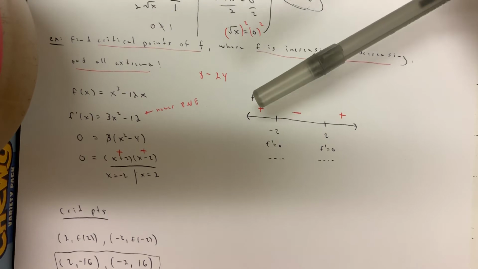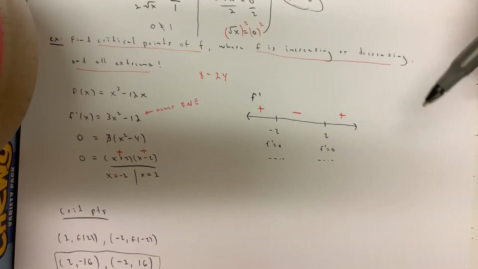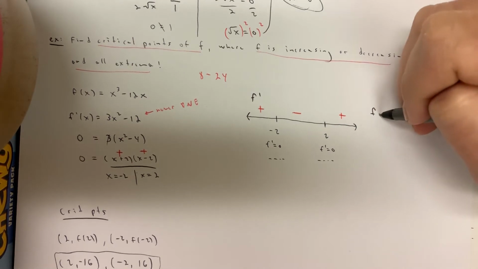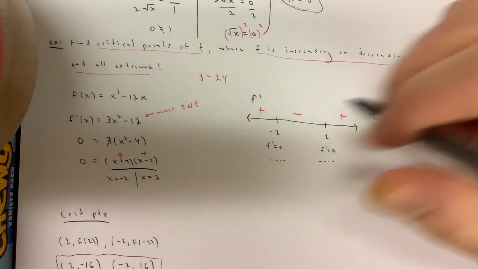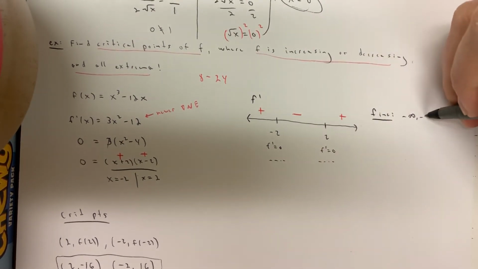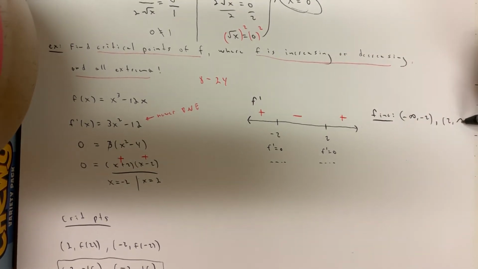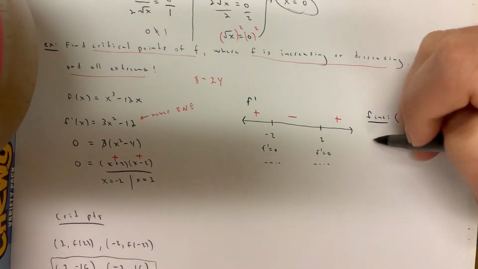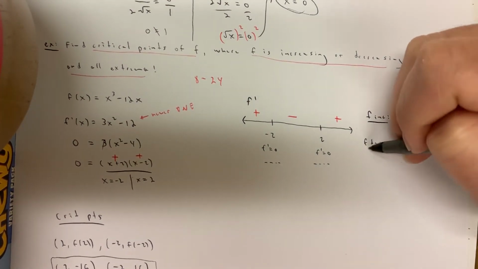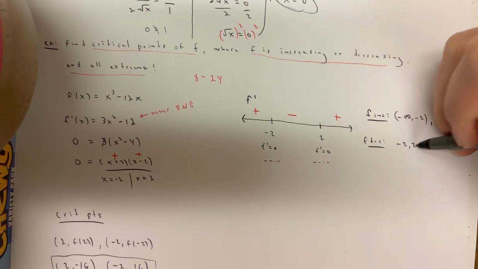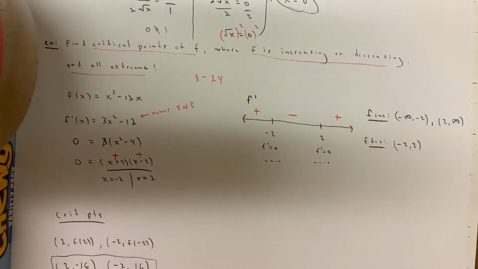So that's where F is increasing or F is decreasing. F is increasing where F prime is positive, okay? So F is increasing from -infinity up to -2. And also on the interval from 2 to infinity. And then F is decreasing because it has a negative slope, and that's going to occur between -2 and 2. So we don't need no stinking calculator.